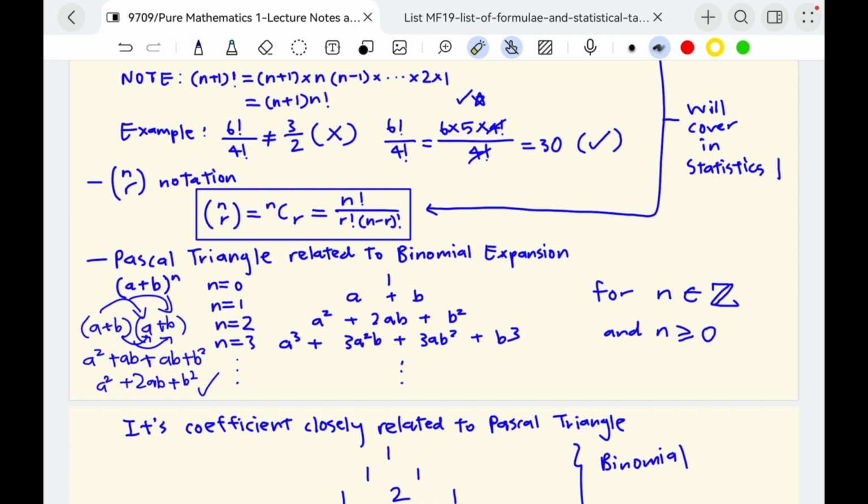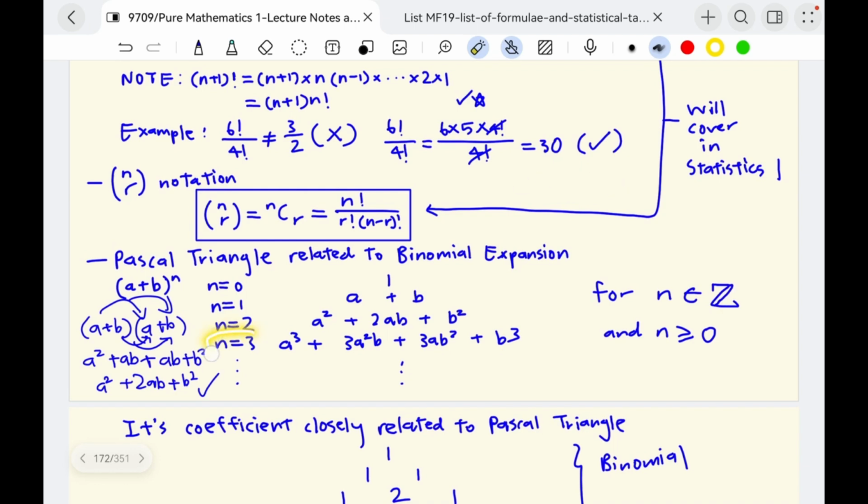So for your syllabus, the n must be a positive integer, because this Z refers to n as a subset of integers only. So in your A2 syllabus, which is chapter 1 algebra, you will learn that n is not only a positive integer, but also a negative integer or fractions.